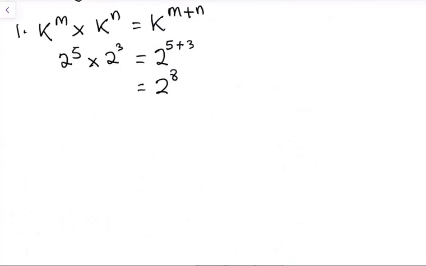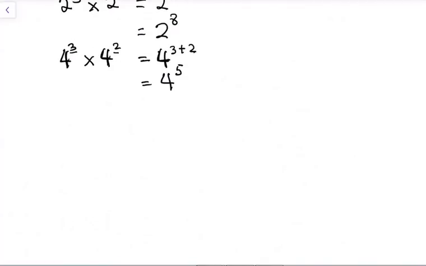The second example, we have 4 raised to power 3 multiplied by 4 raised to power 2. You notice the same base number. So we're going to have one base number. Look at the indices. We have 3 plus 2, and that is 4 raised to power 5.